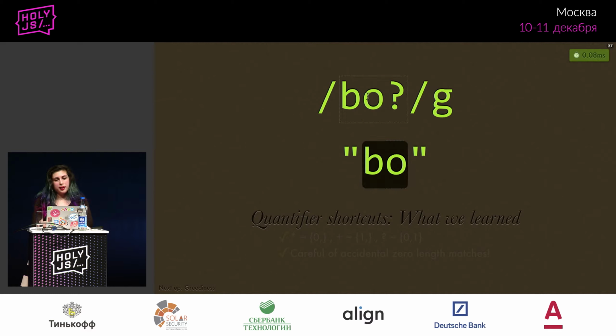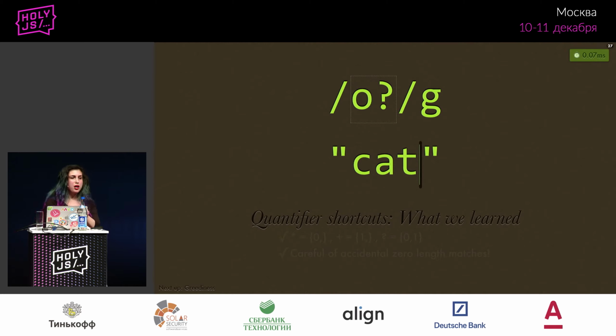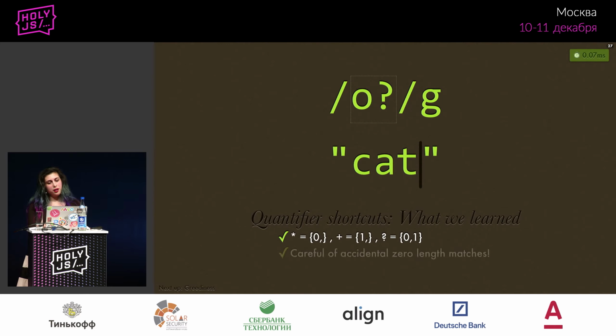Keep in mind that if your entire expression has a quantifier that goes from 0 to anything, you might end up getting very weird matches. Notice that here we got a bunch of matches. We have absolutely no O in this string, and we got 4 matches because it also matches the empty string. And you have an empty string in the beginning, between C and A, between A and T, and after T. You have 4 empty strings in there. So keep in mind, be careful of accidental 0-length matches.